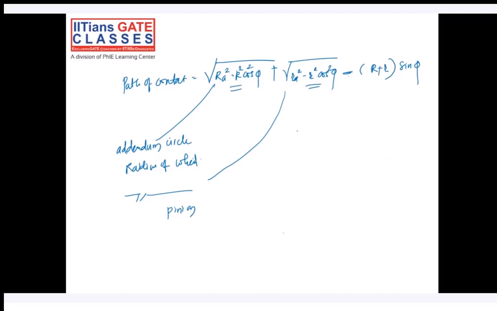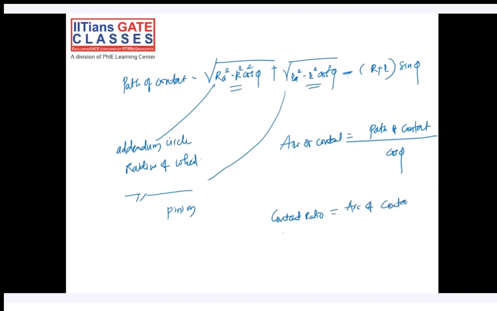Also I have given you the formula: arc of contact is equal to this path of contact divided by cos of phi. And the last formula is contact ratio, meaning the number of teeth in contact with each other, which is arc of contact divided by circular pitch. Some questions you can expect from this also, but they are pretty straightforward. You just have to put the values into the formula and get the answer, nothing else.